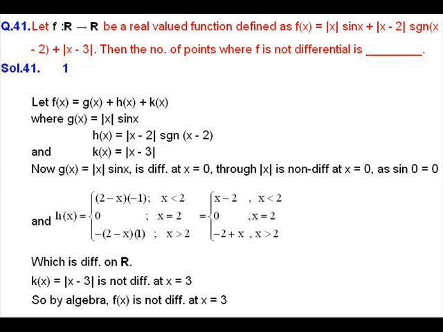Now take the third function k. k(x) equal to mod of x minus 3. It is clear that k is not differentiable at x equal to 3. So here we have g and h differentiable everywhere on R, while k is not differentiable at x equal to 3. So clearly our f function is not differentiable only at x equal to 3. So f has only one point of non-differentiability. So 1 is our answer.